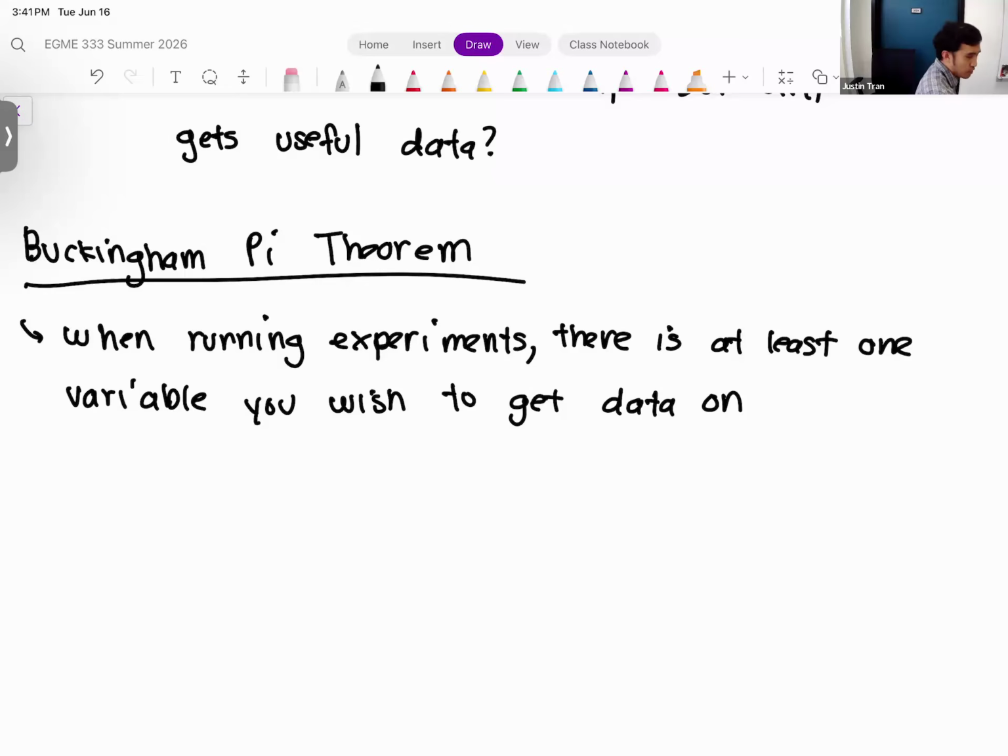Right. So there's some variable, some parameter. And just to bring us back to the airfoil, maybe you're interested in the total amount of lift force that airfoil can generate when it's exposed to flow. That's one of the main things that an airfoil has to do. It has to be able to generate lift. And the whole idea with running an experiment is that this variable or parameter that you're interested in is going to depend on other variables within your system.